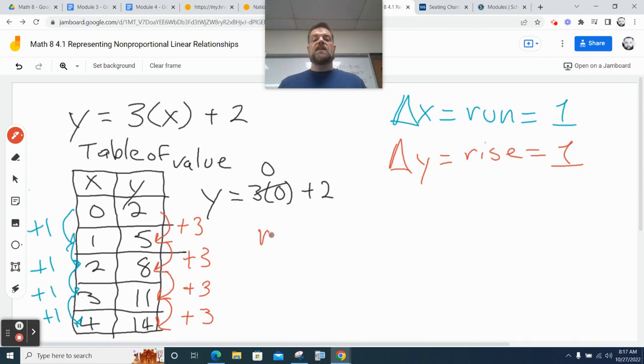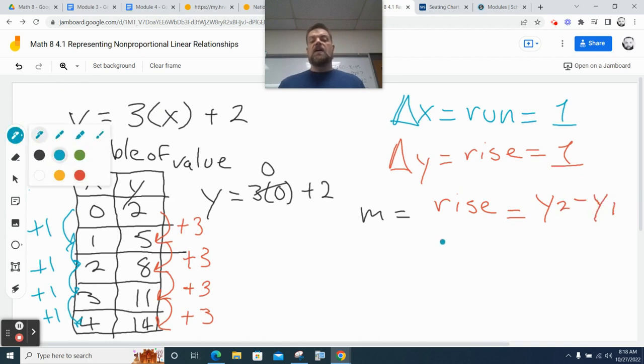Also, we said that the slope is equal to the rise over the run, right? Well, isn't that the same as y sub 2 minus y sub 1? Yep. And the run is the same as x sub 2 minus x sub 1.